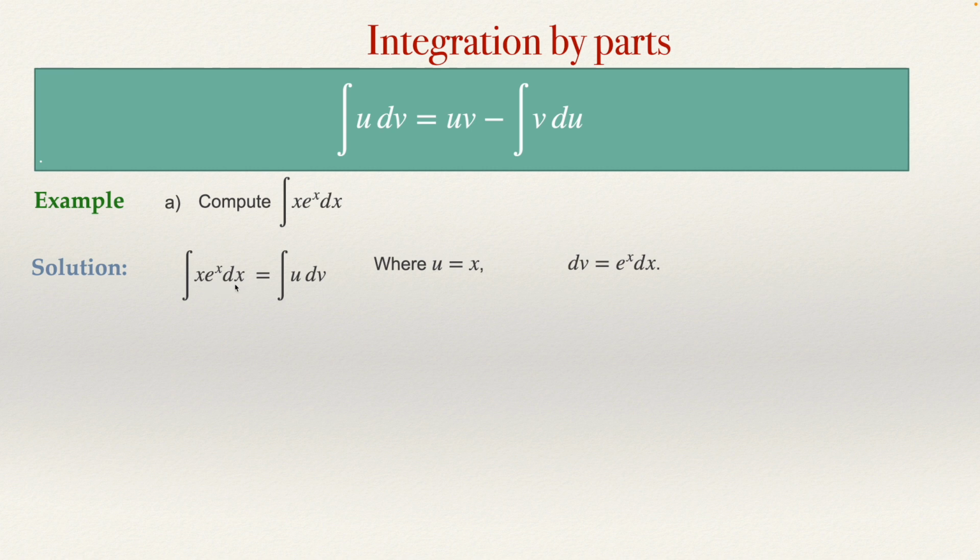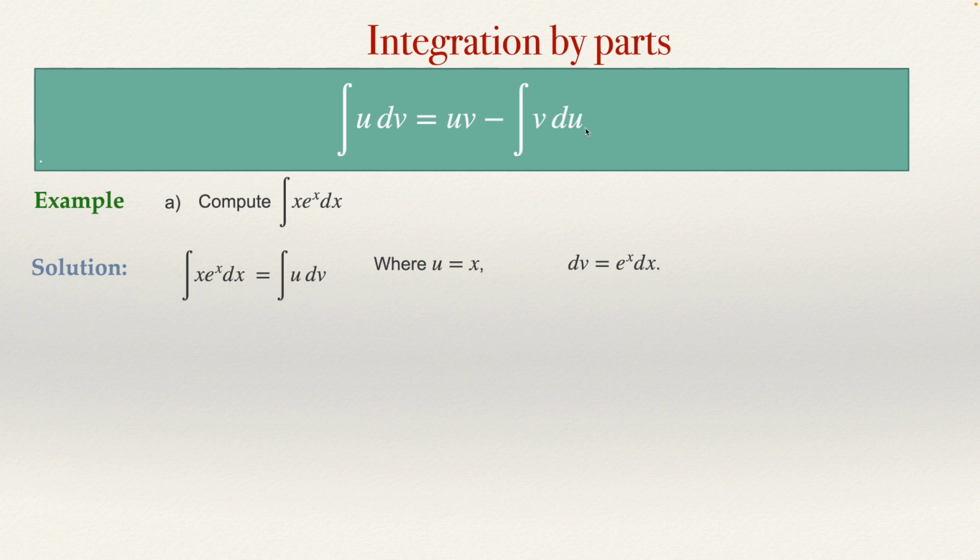So there will be many ways, but if you find a way in which, when you write the integral in this way, the integral of v du is easier to compute than the original integral, then we are going to say that we are using integration by parts. Okay, so let's say that u equals this x and dv equals e to the power x dx.